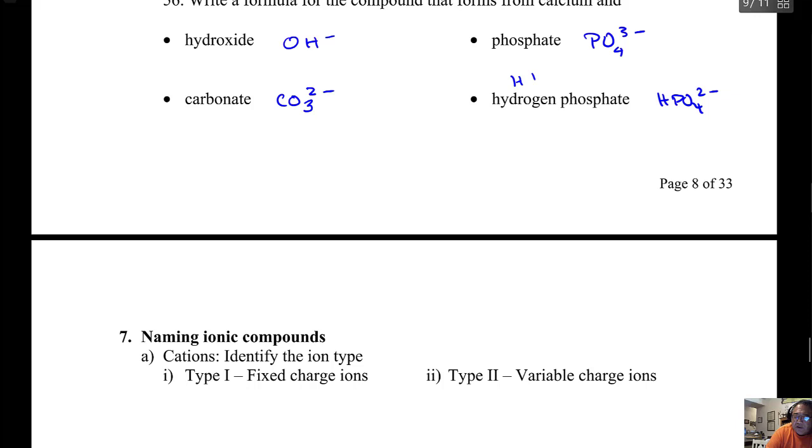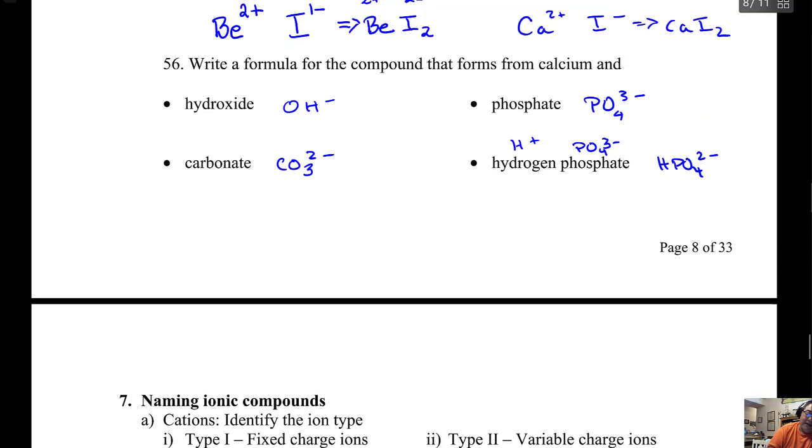And this is actually a little trick here. It's actually phosphate and hydrogen ion brought together. Remember, hydrogen's in group 1, so its charge is going to be +1. So if I take a +1 and a -3 and bring them together, I end up with a 2 minus, because one of those charges will cancel.